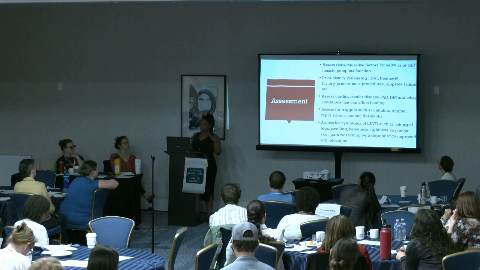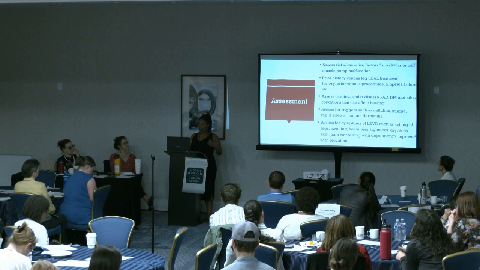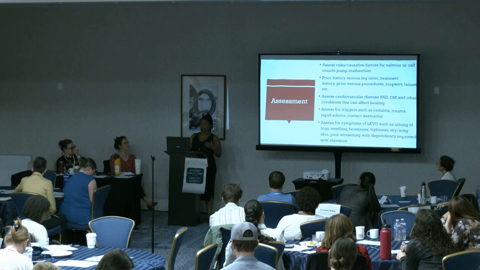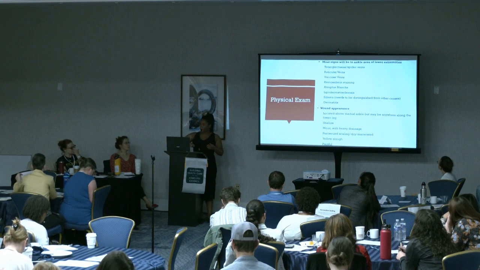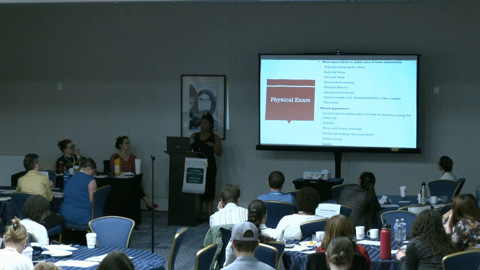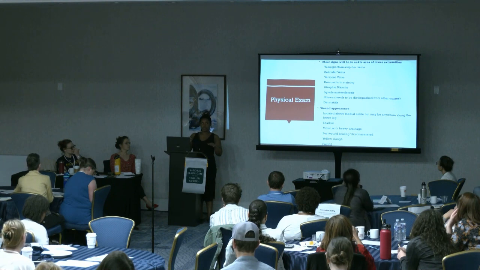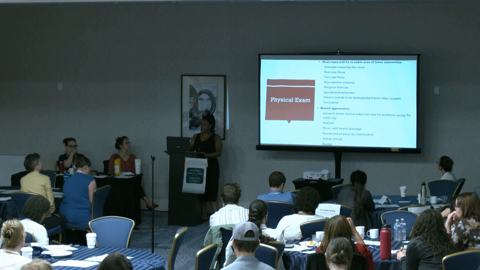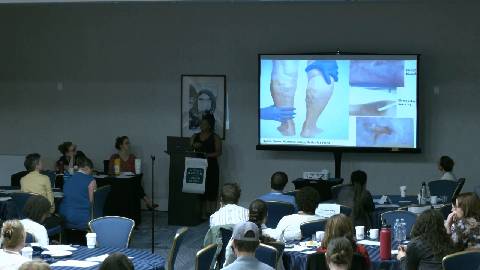So you want to assess for the symptoms: aching legs, swelling, heaviness, tightness, dry itchy skin, pain, worsening with dependency, and improving with elevation. I'm going to go through this one, and then I'm going to stop for questions, and you guys will have the slides, and you can look at diabetic ulcers. And so here are some of the signs, and I do have some pictures, and then I think I have pictures of the wound too, so we'll just get to that.